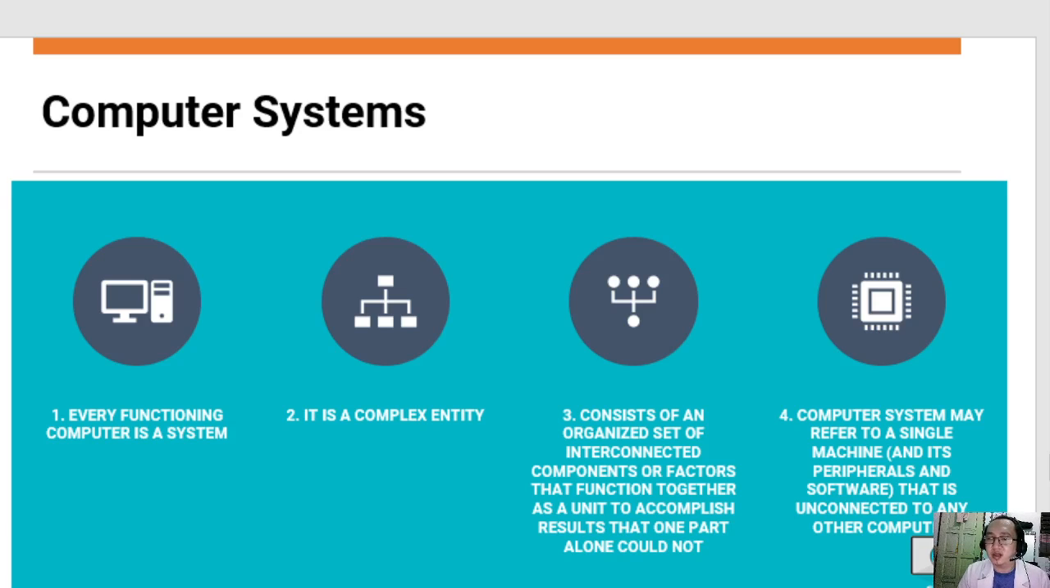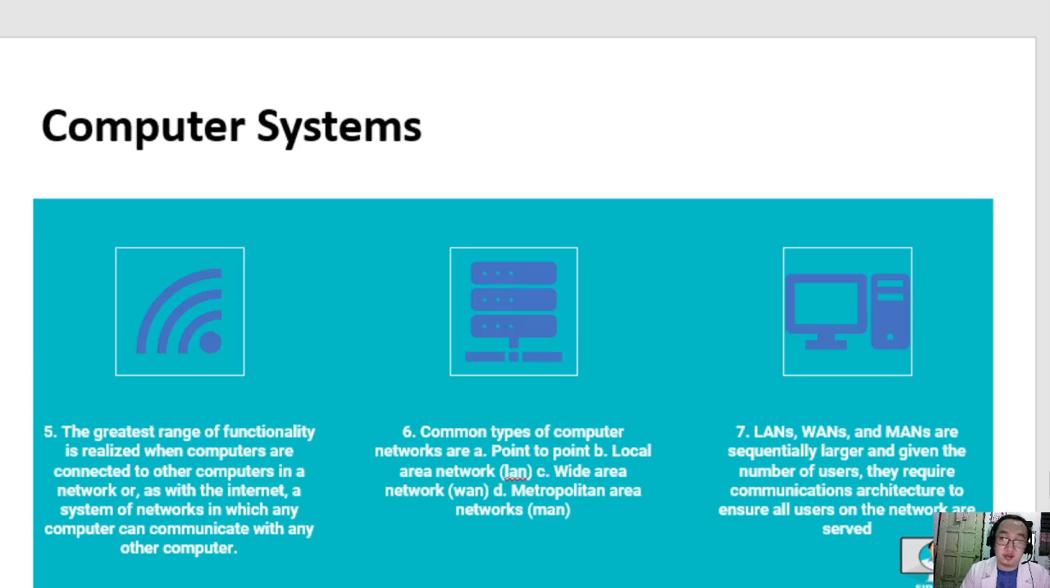A computer system may refer to a single machine or unit, or even the software that it has, that is unconnected to any other computers. So not all systems can be connected. It depends on the user. It depends on the institution.